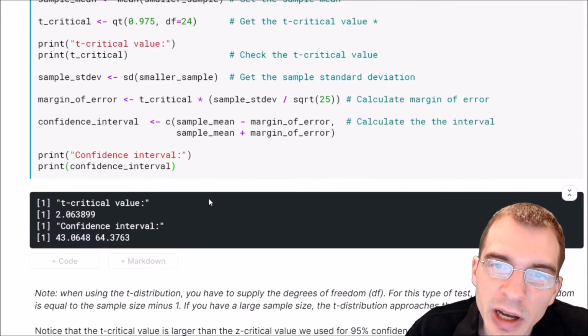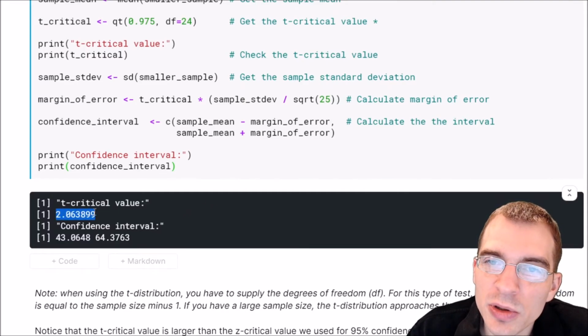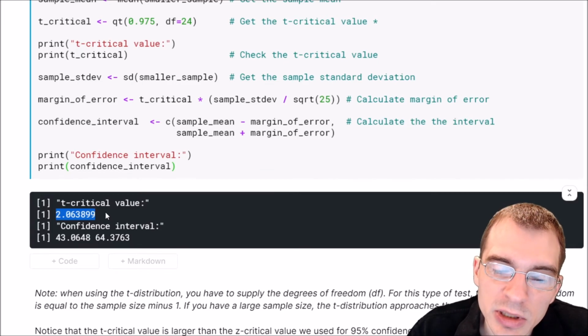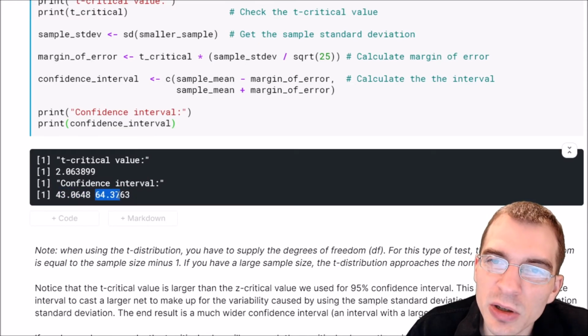The t-critical value, you can see here, is a bit bigger than it was for when we used the z-critical value. And when we look at the confidence interval itself, it's much, much wider than it was before. It goes from 43 years all the way up to 64 years. We know that the actual average is right around 51.